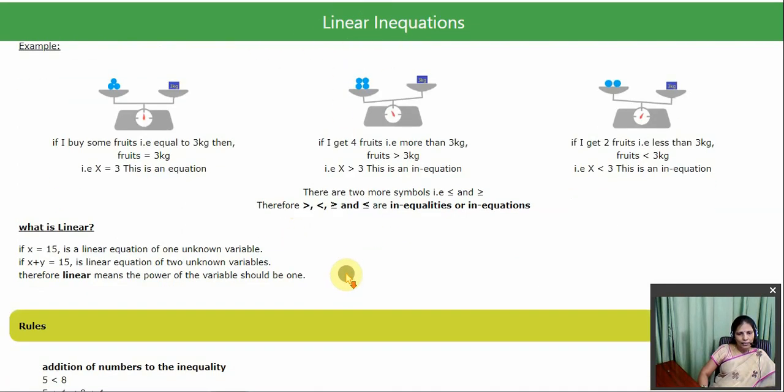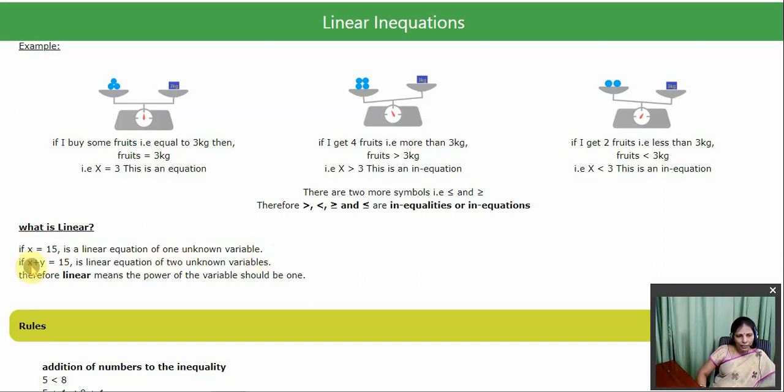Linear is, here I have given you an example. If x is equal to 15 or if x is equal to 10, or here already we have written an equation, x is equal to 3. Now this is a linear equation of one unknown variable. Here how many unknown variables do we have? We have one unknown variable. So if x is equal to 15, this is a linear equation of one unknown variable.